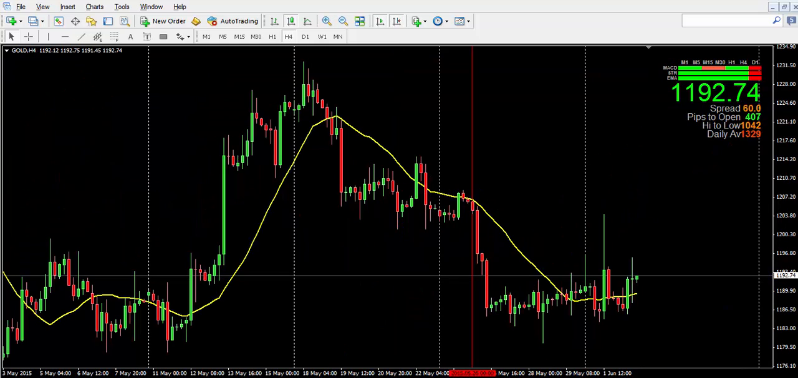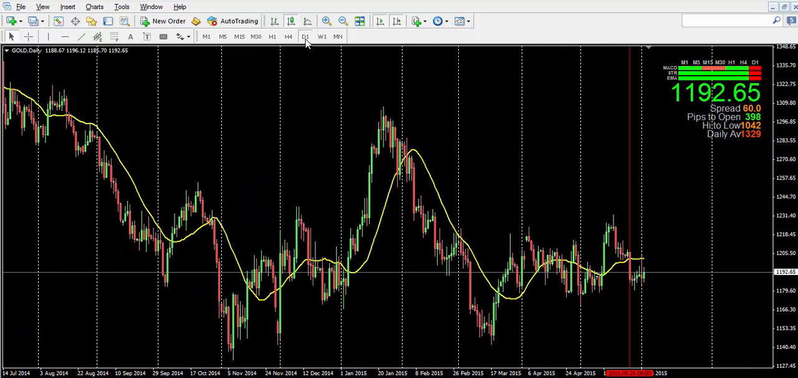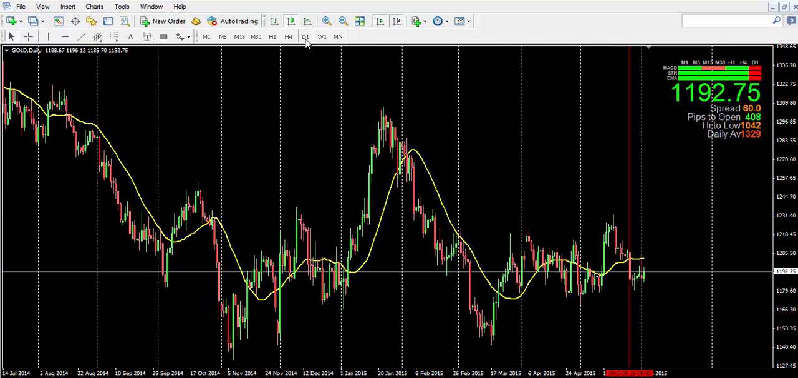Let us quickly do some gold. Gold is really sucky. It sucks. Okay, you have to be very careful with the gold. It's not giving a clear pattern. I recommend you skip gold for now. I don't feel I like it.